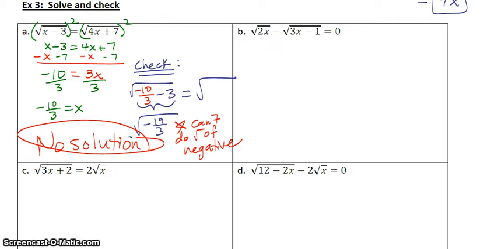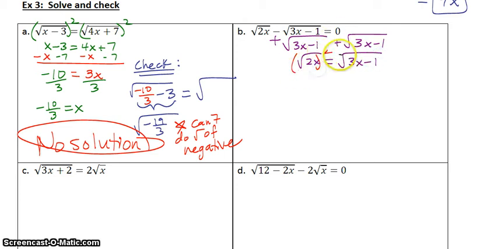Alright, so example B is the first one where I want to show you that it hasn't given us everything nicely on one side. So the first thing I can do is add this entire radical over to the other side of this equation. Once I'm to that stage, then I can square both sides.